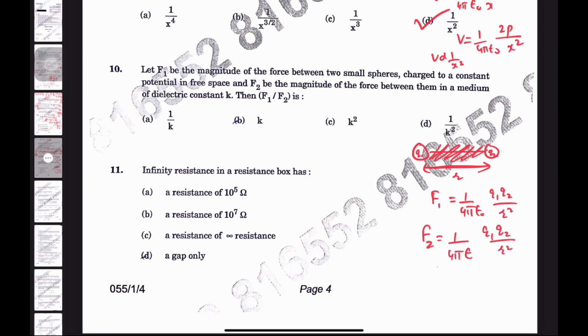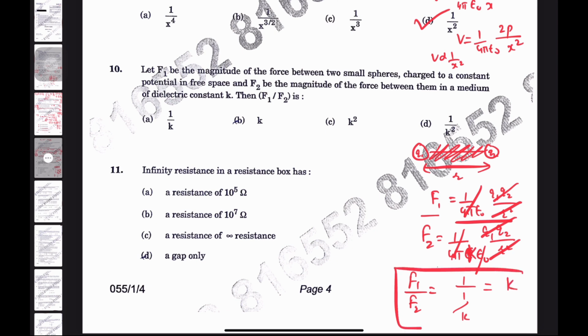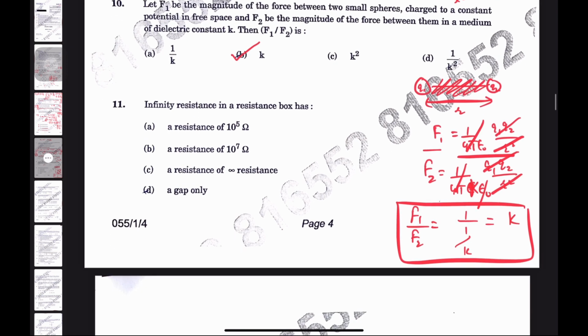And now instead of writing epsilon, we know epsilon is equal to k epsilon naught. So we will put k epsilon naught over here, and then just divide these two equations. 1 upon 4 epsilon naught, 1 upon 4 epsilon naught, q1 q2 upon r square, q1 q2 upon r square, cancelling out. So we are left with f1 upon f2 is equal to 1 upon 1 by k, which is equal to k. So on solving, we have f1 upon f2 ratio is equal to k. So B is the correct option.